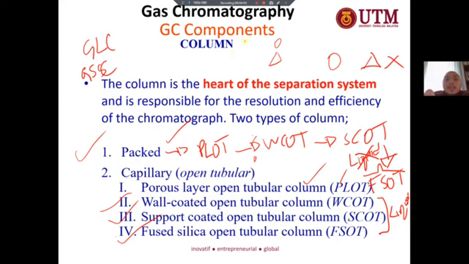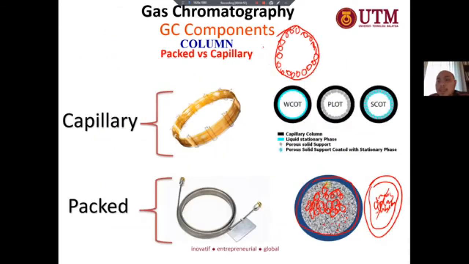It means that in the packed column, this solid particle is coated with the stationary phase. For the GSC, it can be packed column and also PLOT only, porous layer open tubular column. So after the packed column was invented, it can be either GLC, gas liquid chromatography, or GSC, gas solid chromatography, because they felt that the efficiency of the separation is not that good. A lot of column bleeding, so they invented the porous layer open tubular column.